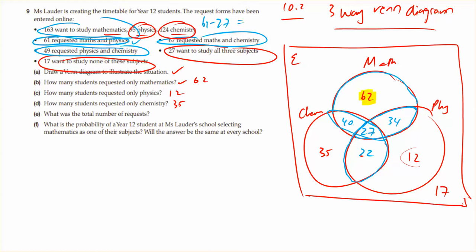And what was the total number of requests? Everything inside all the circles, you add together. So 62 plus 40 plus 27 plus 34 plus 35 plus 22 plus 12. You get 232.